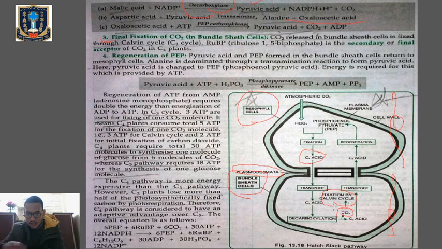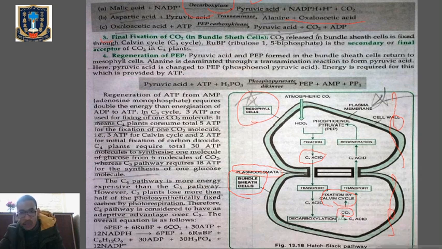Clear? So here you can see that in the mesophyll cells, the initial fixation of carbon dioxide occurs, where there is formation of oxaloacetic acid, and oxaloacetic acid will be converted into malic acid or aspartic acid. Within the bundle sheath, they will be transported through the help of plasmodesmata, and in the bundle sheath cells, malic acid will be decarboxylated to form pyruvic acid, and aspartic acid will form alanine and oxaloacetic acid, the 4 carbon acid. Okay, and there will be release of carbon dioxide.